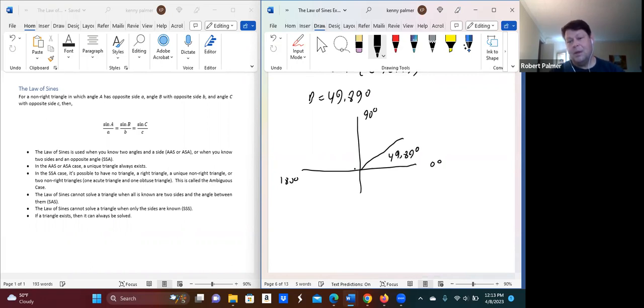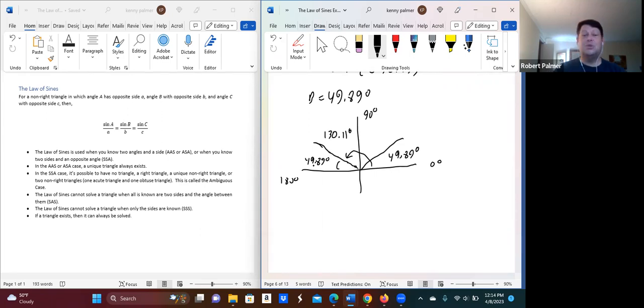49.89 degrees. We also have to find out what angle over here also is, well, the same. So this angle here is also 49.89 degrees. This is your reference angle. Okay. And so to do that, that angle is going to be 180 minus that. So I'll just do that on my calculator. And that's going to be approximately 130.11. Okay.